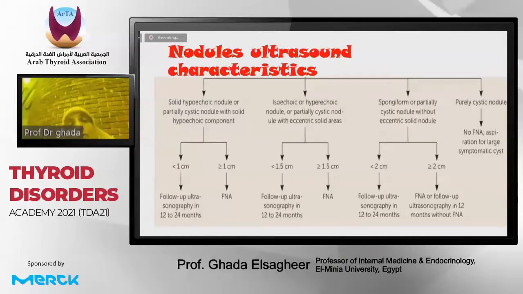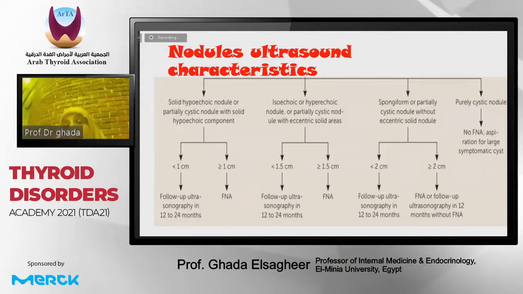If there is an isoechoic or hyperechoic nodule, or a partially cystic nodule with eccentric solid area, this is intermediate suspicion, and we do FNA if the size is more than or equal to 1.5 centimeter. Low suspicion is if it's spongiform or a partially cystic nodule without eccentric solid area. We refer to FNA if the size is more than or equal to 2 centimeter.